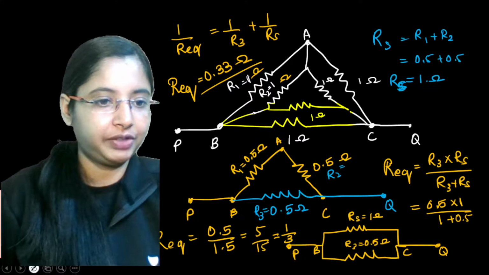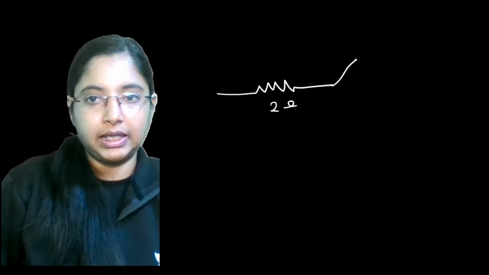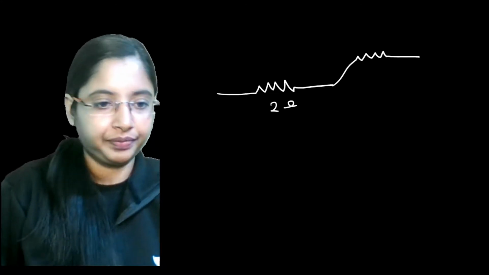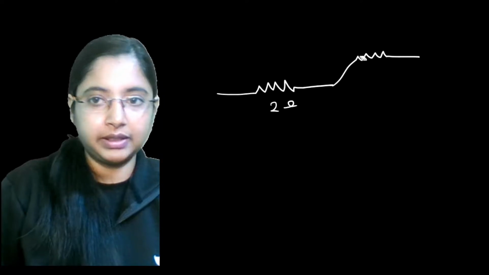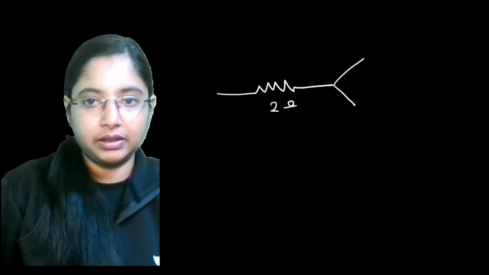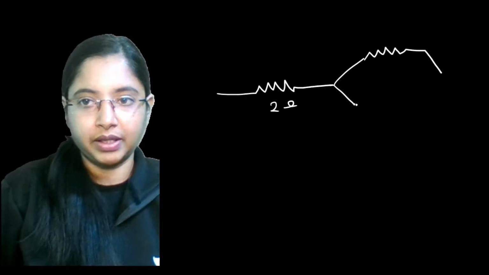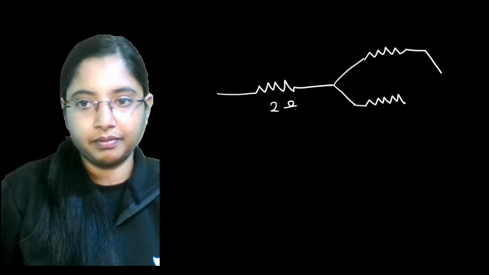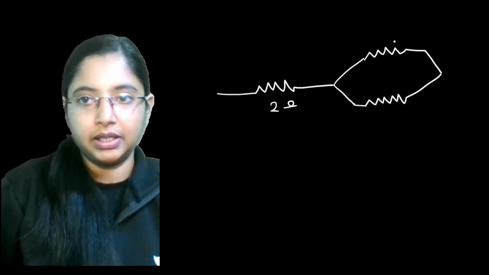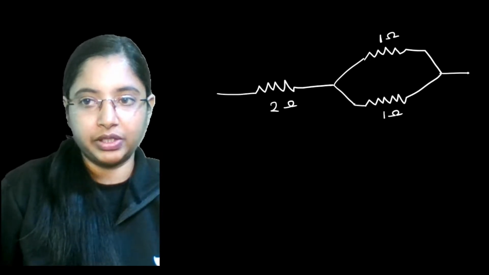Before we end, we will do one more very simple question. If you have any question, you can ask me over here. Let's say we have one resistor which is 2 ohms. Let's say this is connected across another resistor. Let's say this is another 1 ohm resistor, and this is another 1 ohm resistor.